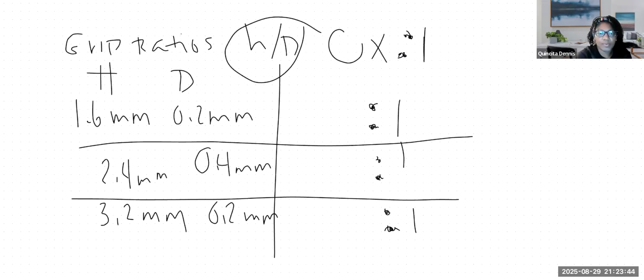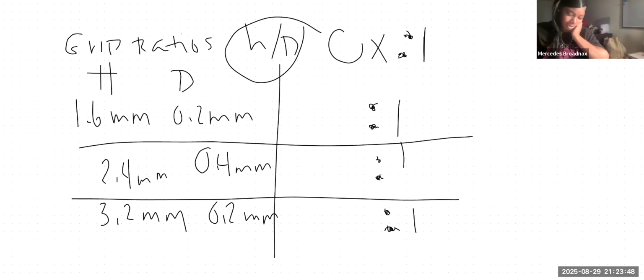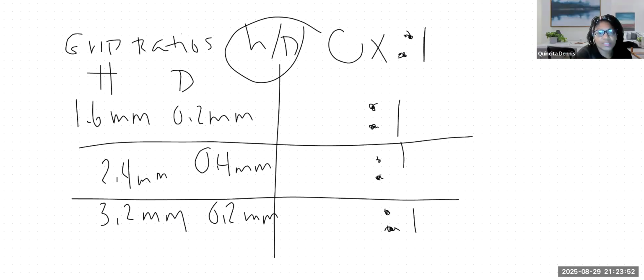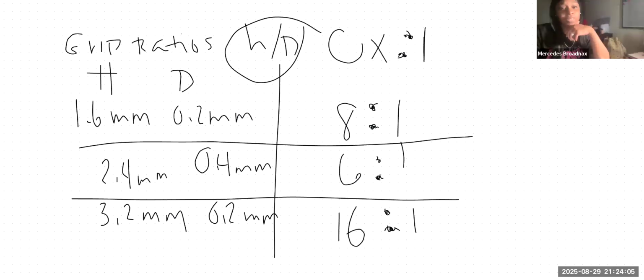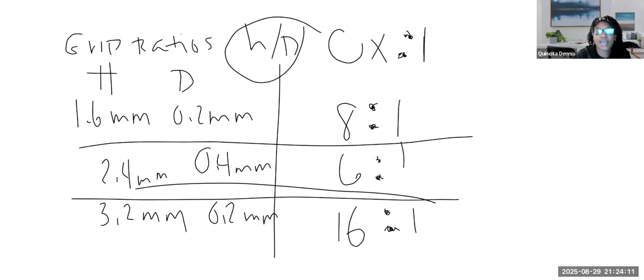All right, what are our three numbers? 8, 6, and 16. All right, which one of these would be more efficient at cleaning up scatter? Would it be 16? It would be this 16-to-1. The higher the grid ratio, the better it is at cleaning up scatter.